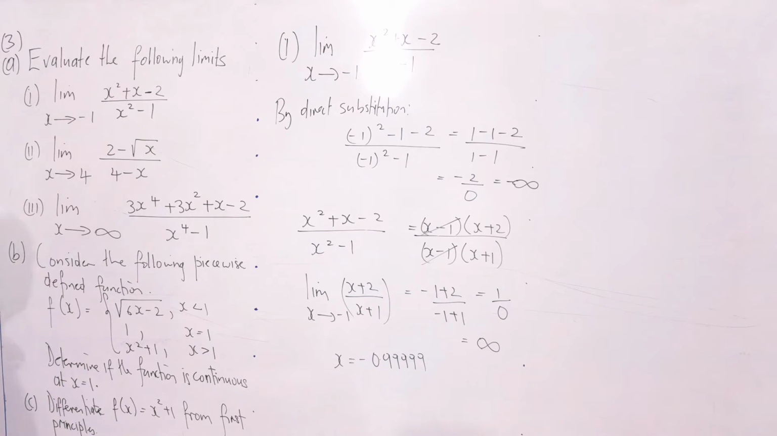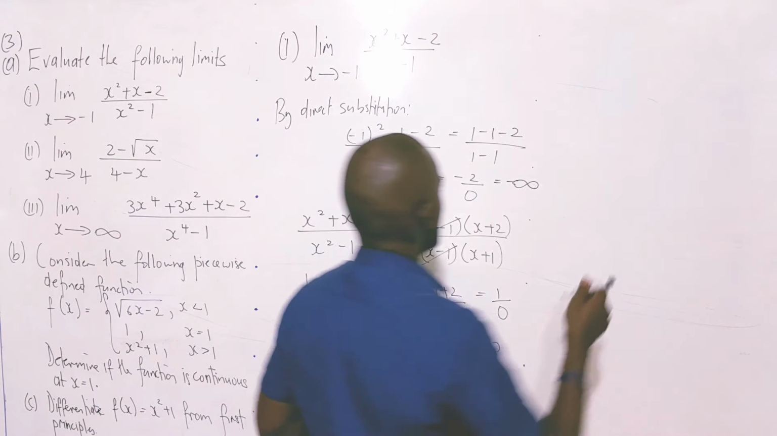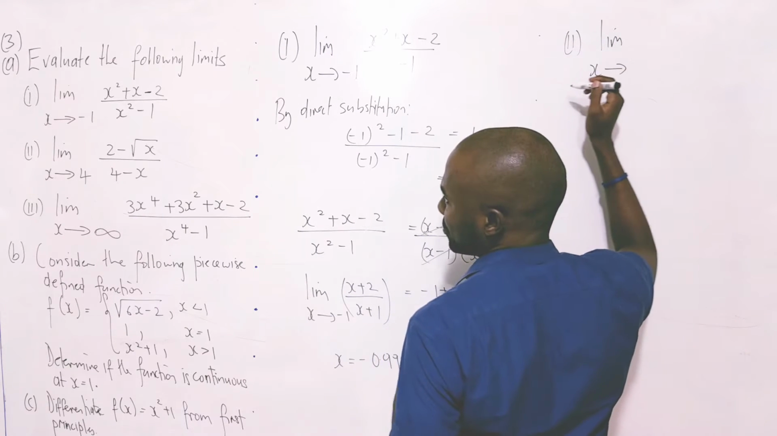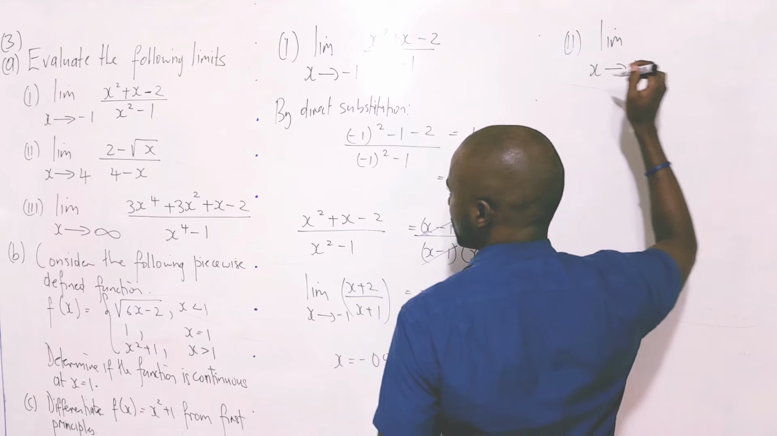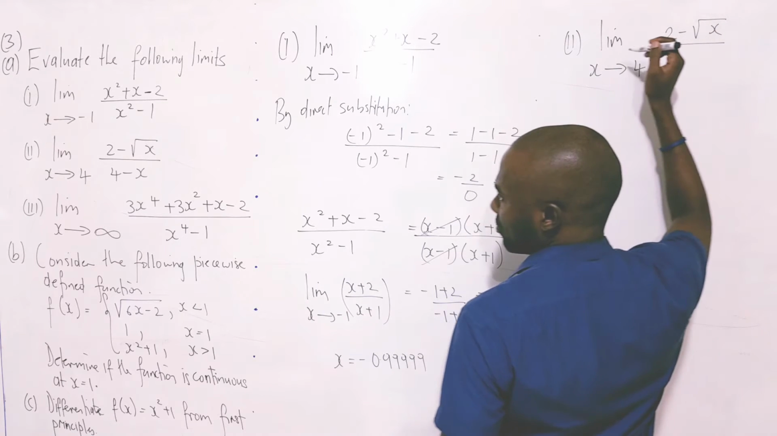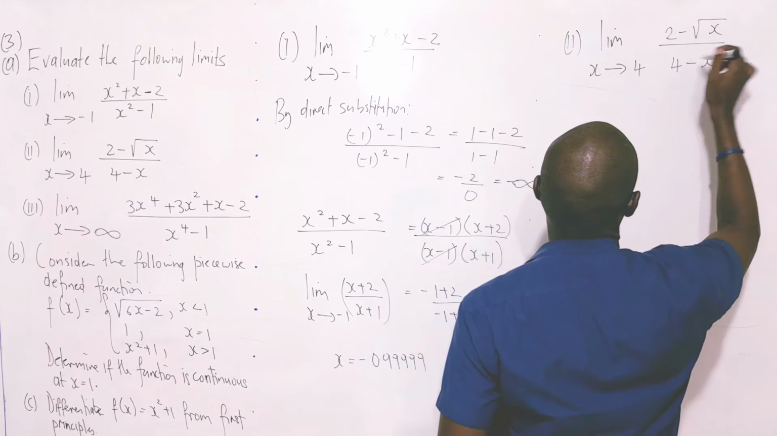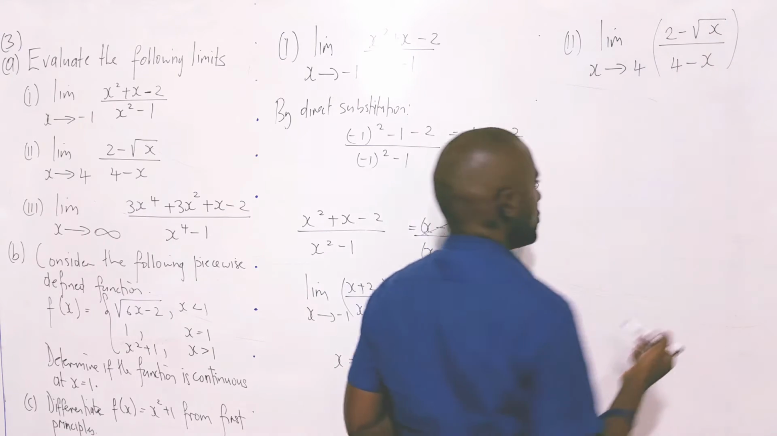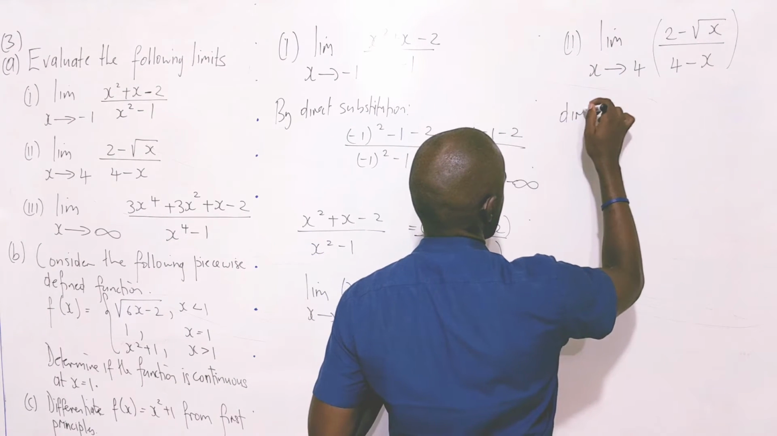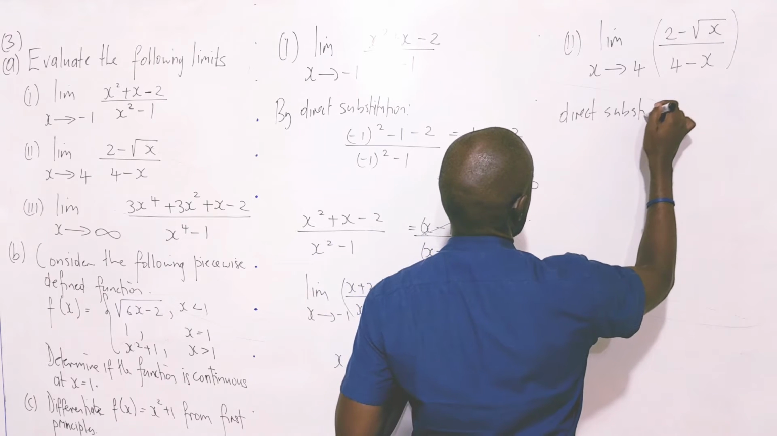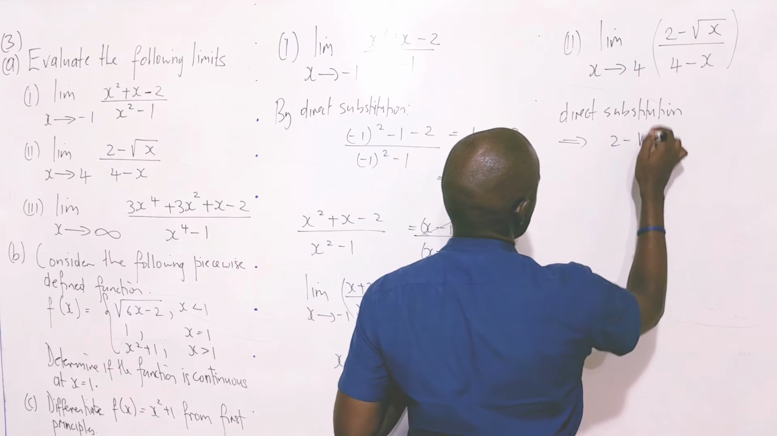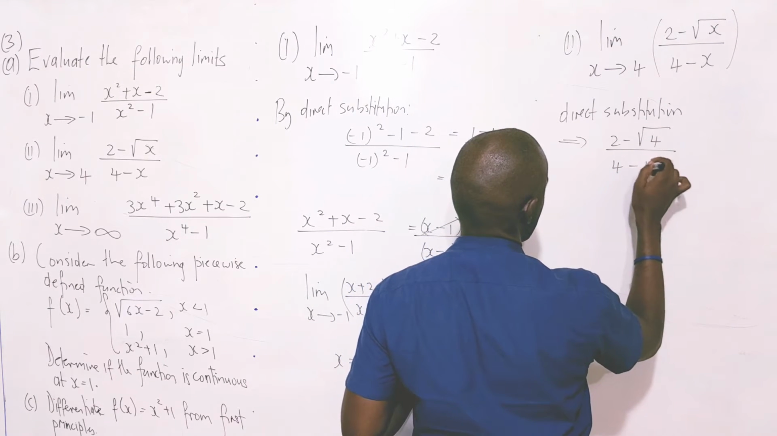So that was part 1. Now let's examine part 2. Part 2 wants us to evaluate the limit as x approaches 4 of 2 minus root x, all over 4 minus x. So again, we'll try direct substitution first. So direct substitution gives 2 minus root of 4 divided by 4 minus 4.